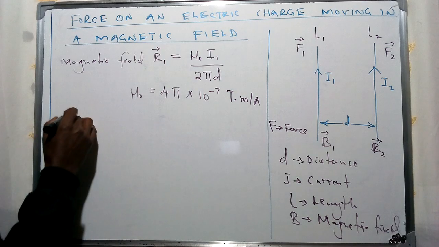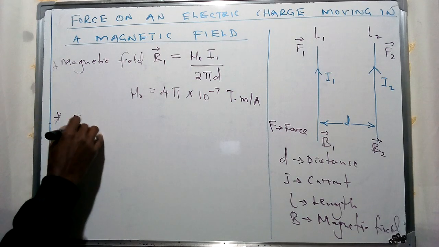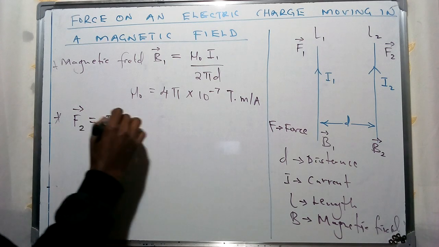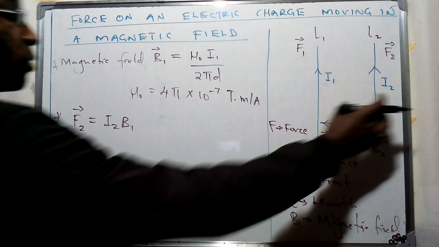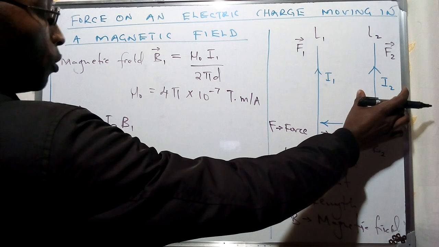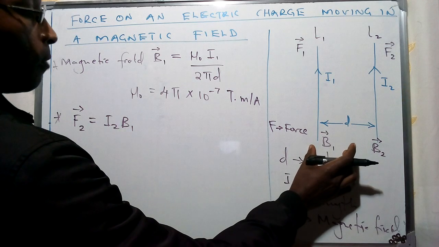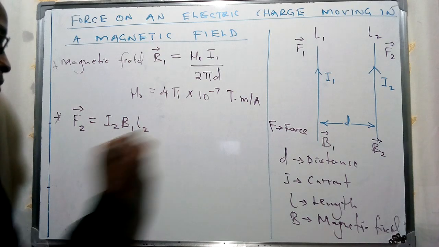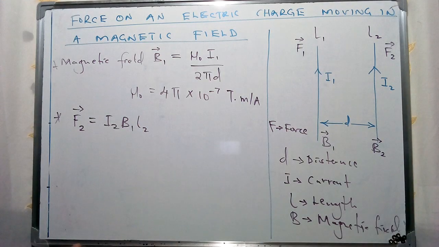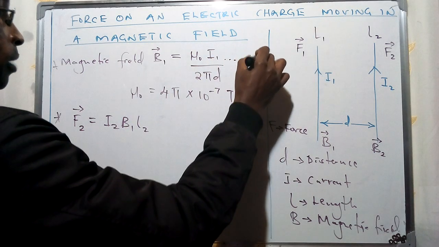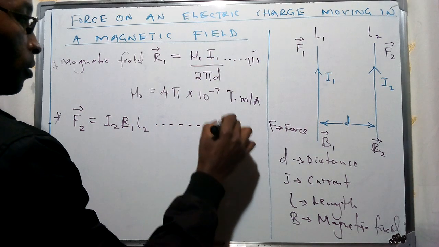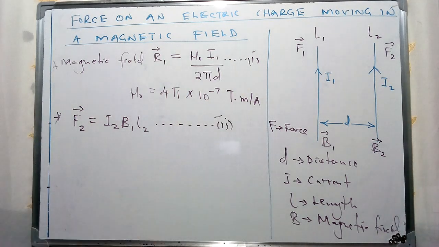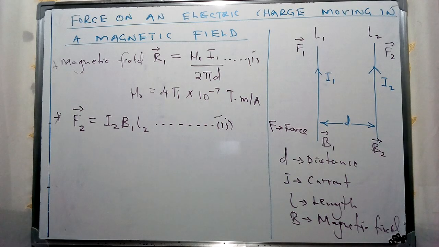The force F2 is the product of the current, which is I2, due to the presence of the magnetic field of intensity B1, and then we shall have L2 given as its specific length. So let's have this one as our equation 1. This is going to be our equation 2, which implies the force being exerted on L2 due to the presence of this magnetic field of B1.